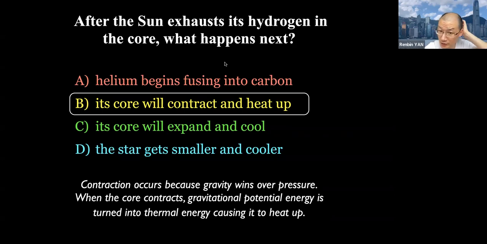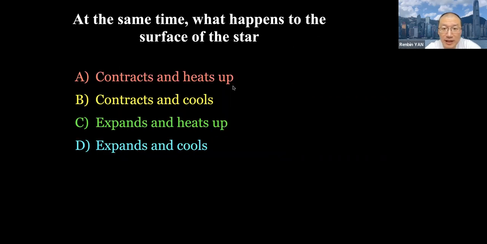to a higher temperature. But again, it cannot start fusing helium yet, because helium fusion requires a much higher temperature, right? Because helium has much higher charge. So they cannot yet start fusing helium, but the temperature will start rising and it will contract. That's how temperature rises. At the same time, what happens to the surface of the star? Next question.